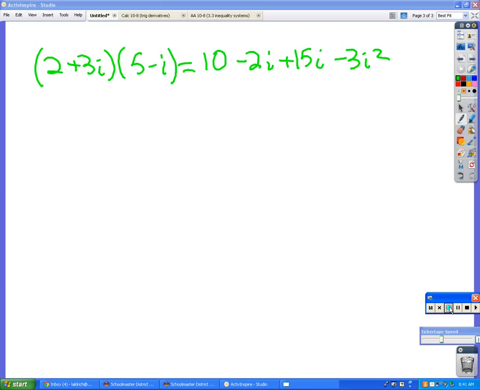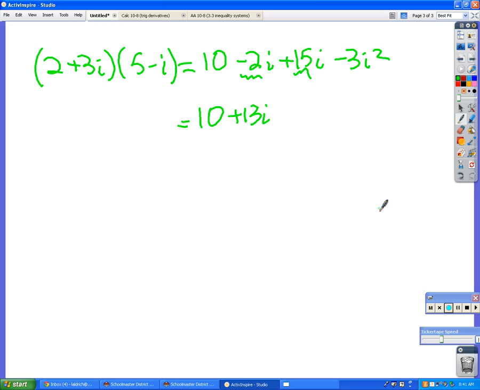Somebody pointed out we did this last year in advanced algebra, so this shouldn't be totally bizarre. First thing I'm going to do is combine these like terms. The negative 2i and the 15i. How many i's is that? It's 13i. Okay? And then here's the trick.